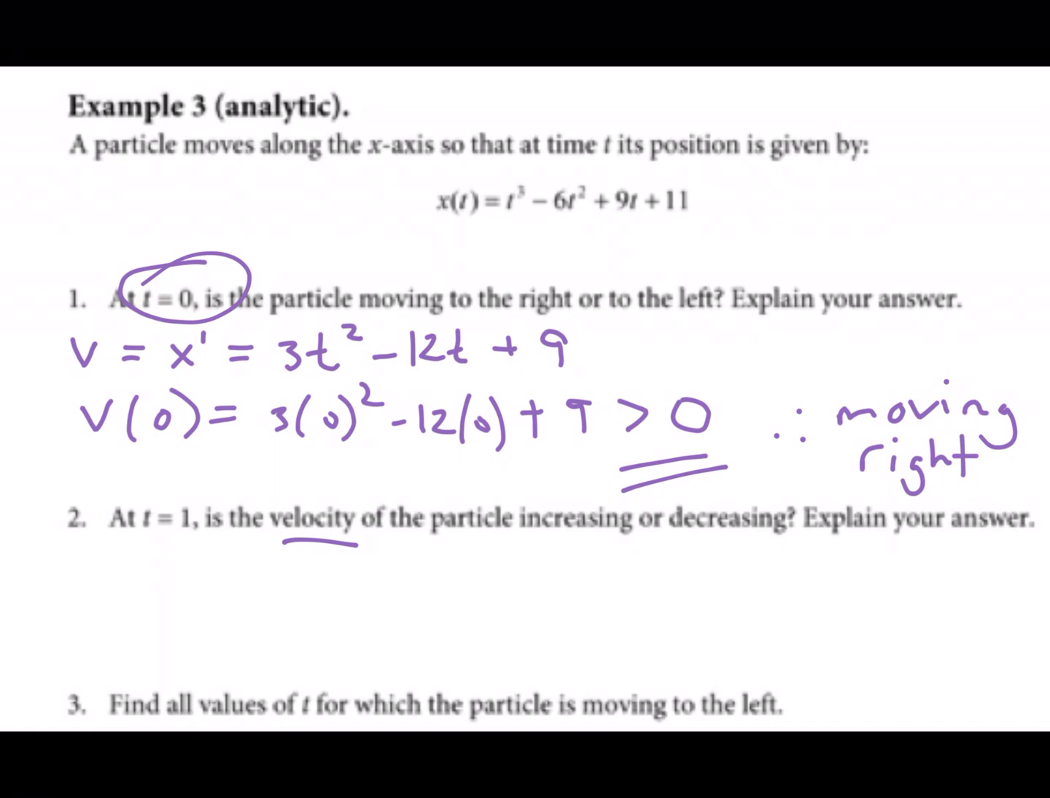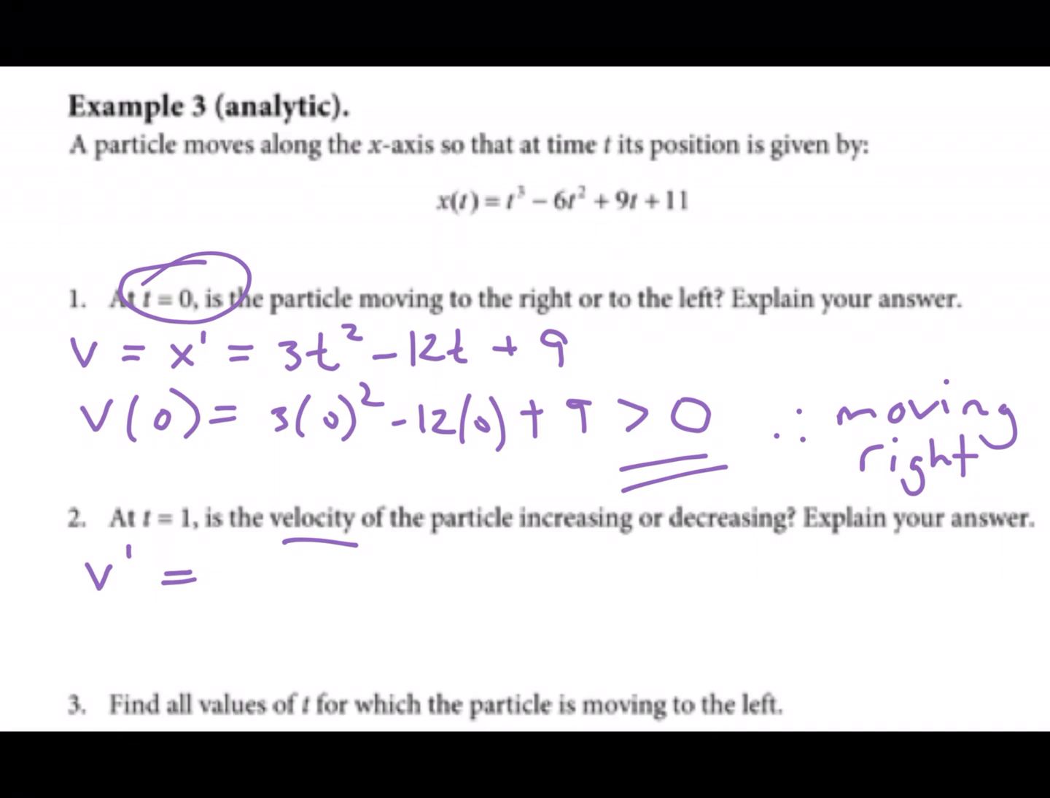If velocity is increasing, its derivative will be positive. If velocity is decreasing, its derivative will be negative. So I'm going to find the derivative of velocity. Some of you guys already have made this connection, where, oh, that's acceleration. So if I want to know if velocity is increasing or decreasing, I'm going to look at acceleration.